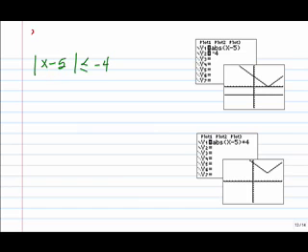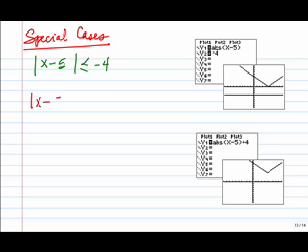Looking at one of the special cases, where is the absolute value of x minus 5 less than or equal to negative 4? Well, if you think about, first of all, where it's equal to negative 4, we found that it was nowhere equal to negative 4. So that means it's going to be either everywhere greater than negative 4 or everywhere less than negative 4. So what we can do is look at the graphing calculator to help us know that.